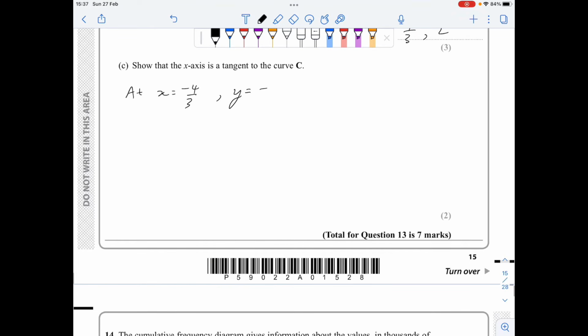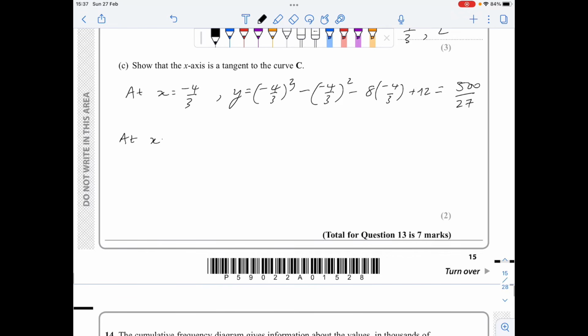Y is equal to, let's show the substitution, (-4/3) squared minus 8 times (-4/3) plus 12. This is equal to 500 over 27. So that's not the one.